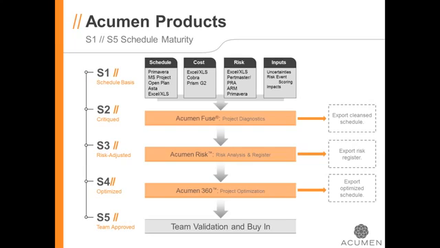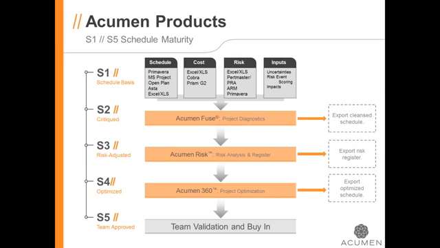Let's talk about Acumen's S1 to S5 schedule maturity framework. The reason why this is important is it governs everything that we do at Acumen when it comes to developing our software and helping to meet your needs. The model starts at S1 with the schedule basis. These are the scheduling and cost tools that you're using today. We don't replace those, we work in addition to those.